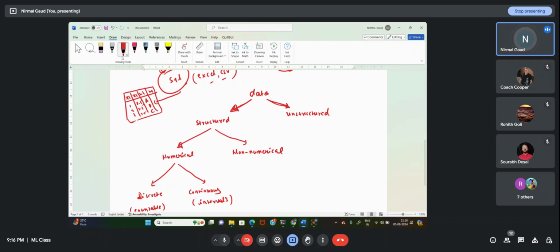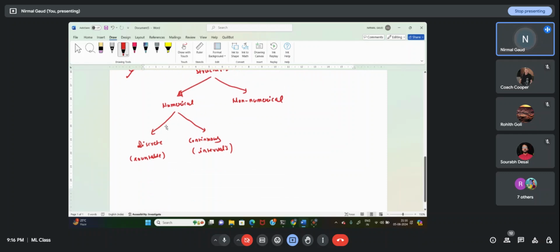For example, if I say 1, 2, 3, like so, this is countable. These discrete values are minimum in number. For example, I am having 0, 1. This is discrete. I am having 1, 2, 3. So something which I can count in my data, it will be said to be discrete. And something which I cannot count, that will be continuous.